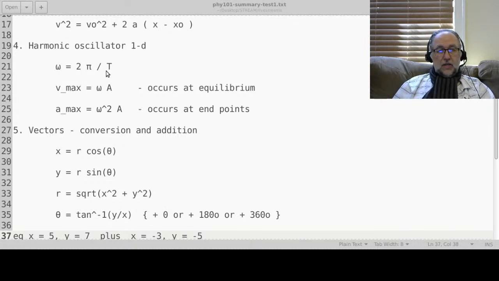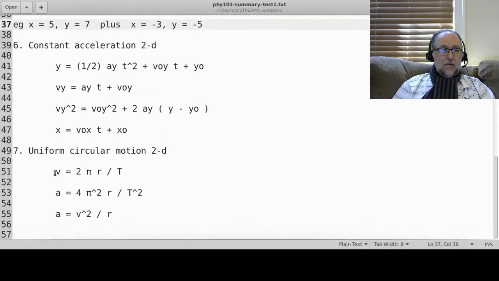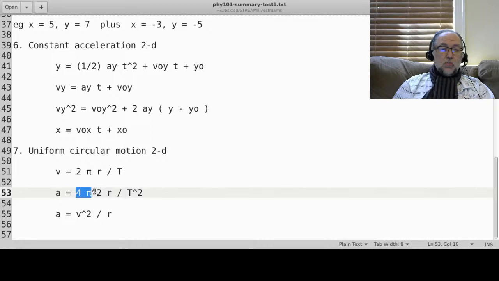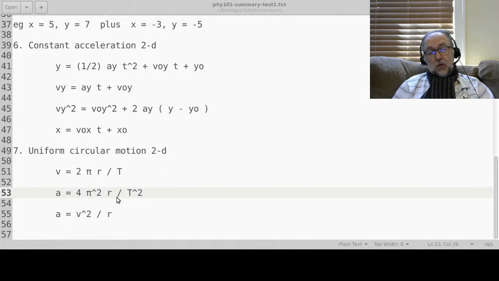Just look at that 2 pi over capital T. There it is right there, 2 pi over capital T. There's 2 pi squared divided by capital T squared. So you've actually got an omega in there as well. So these equations are also similar to the equations for the simple harmonic oscillator.